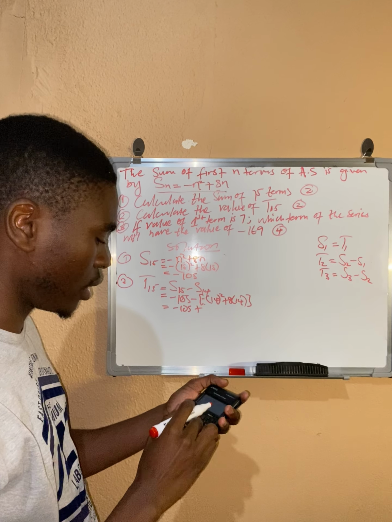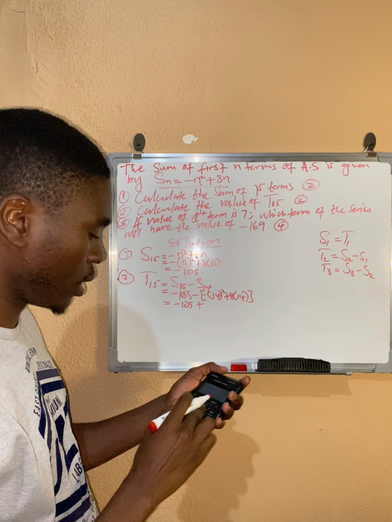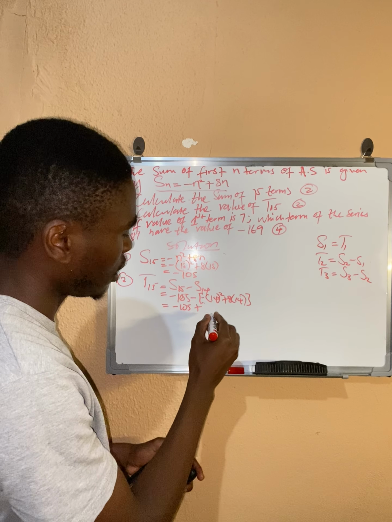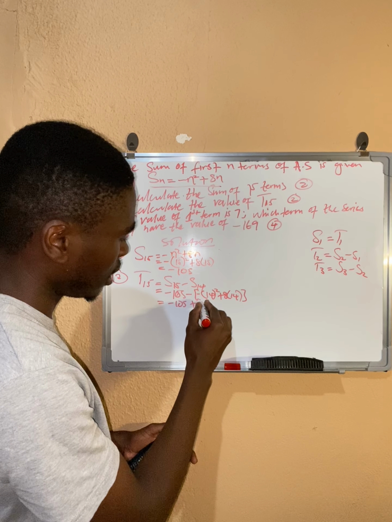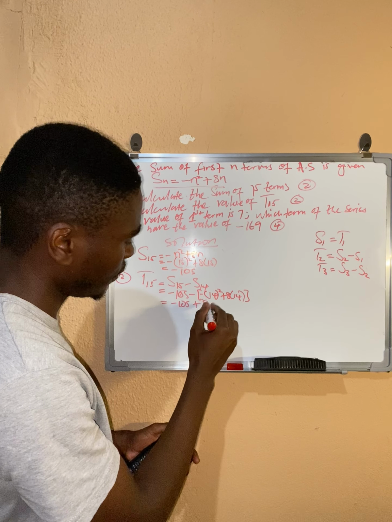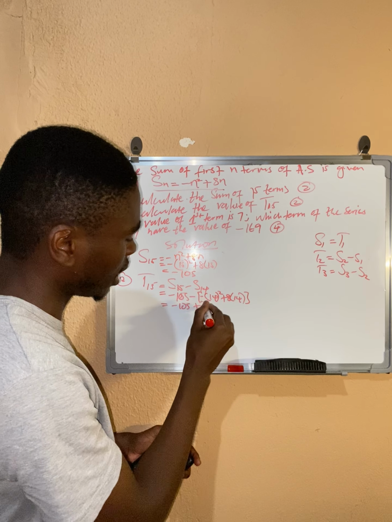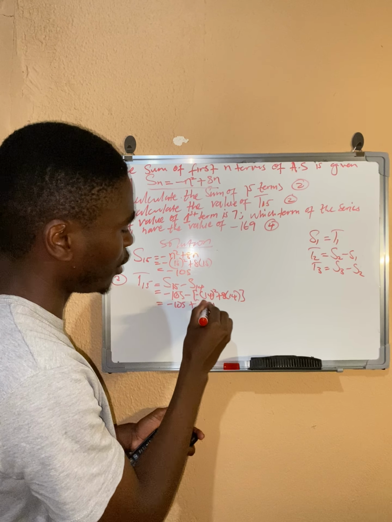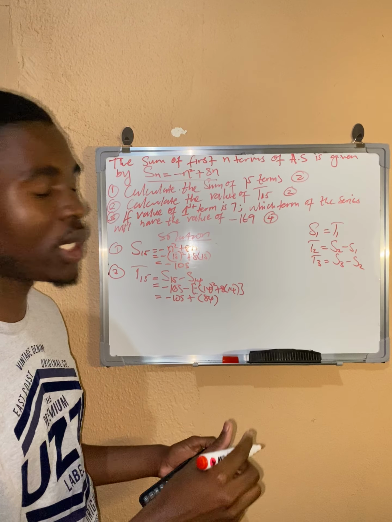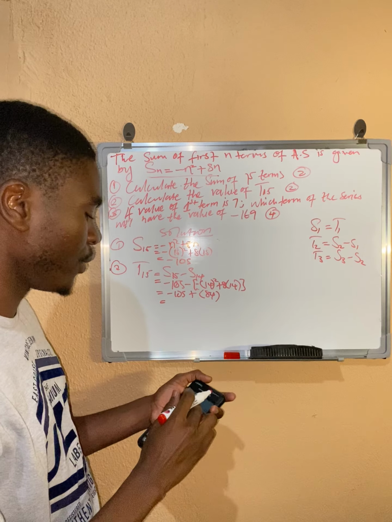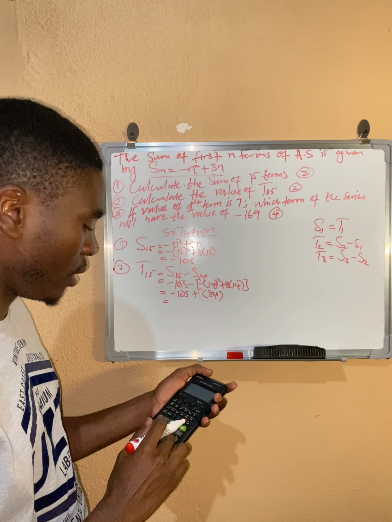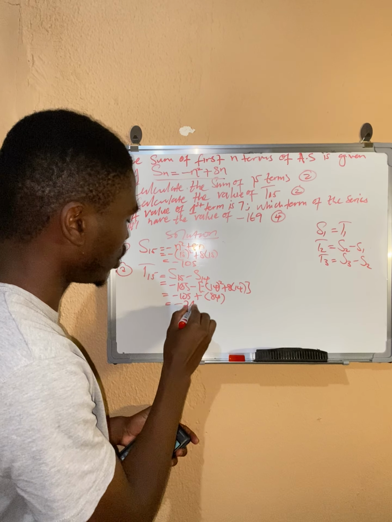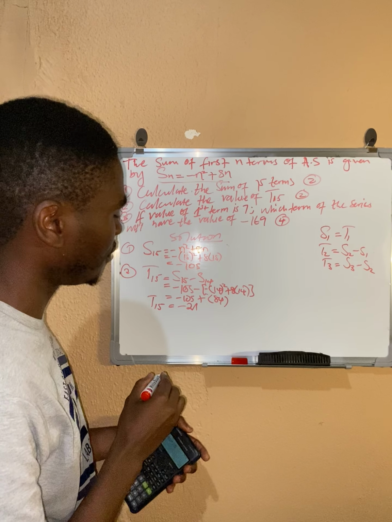Now if we substitute 14 here, the sum is going to become negative 84, which is going to be 84 because the negative and negative multiply each other and we get the positive there. So negative 105 plus 84, your answer is negative 21. So T15 is negative 21.